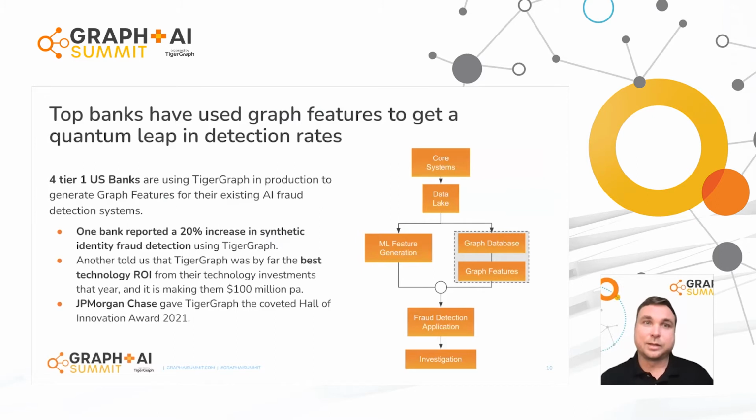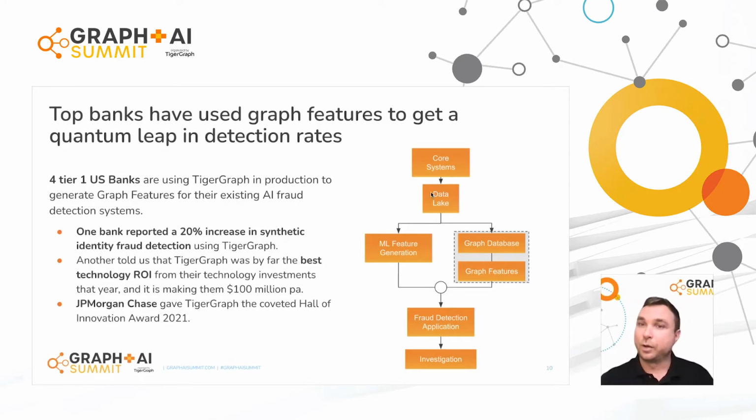And what we've seen is that top banks that have used these graph features get a significant boost in fraud detection rates. And the way this would work is that you would have, say, your existing approach where you have your core systems, maybe it goes into a data lake, and you have your existing ML feature generation going into your fraud detection application, and that gives, say, result X.